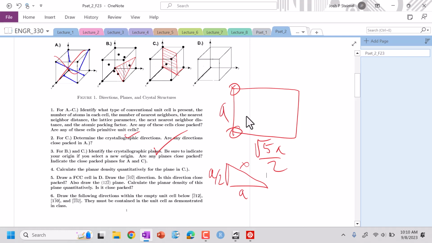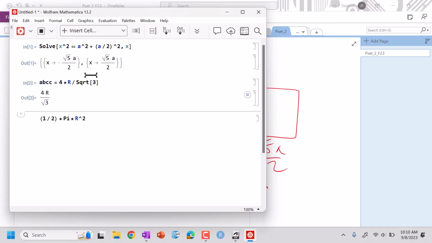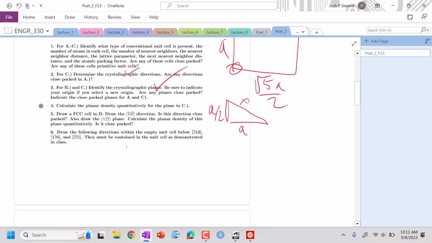But the way that we want to calculate it, how many atoms? Well, this is going to be a fourth, so a half. So for planar density, we're going to have a half times pi times r squared. We're going to define our a_BCC equals 4 times r divided by square root of 3. And the area, so we're going to divide all this by a_BCC squared times square root of 5 divided by 2. And that is for sure not close packed. All right. Got it.